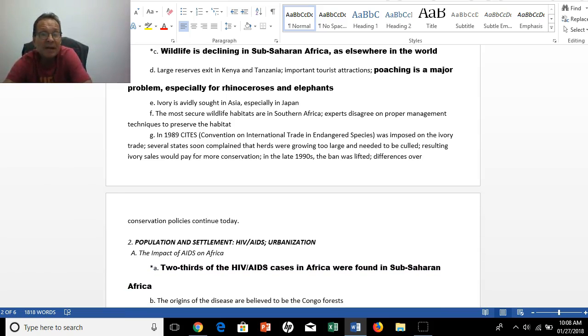And the Convention on International Trade in Endangered Species tried to stop this ivory trade, and several states then complained in the late 90s that the herds were actually coming back and that they needed to be culled, and that resulting ivory sales then could help pay for more conservation. And there are still arguments over these policies today.